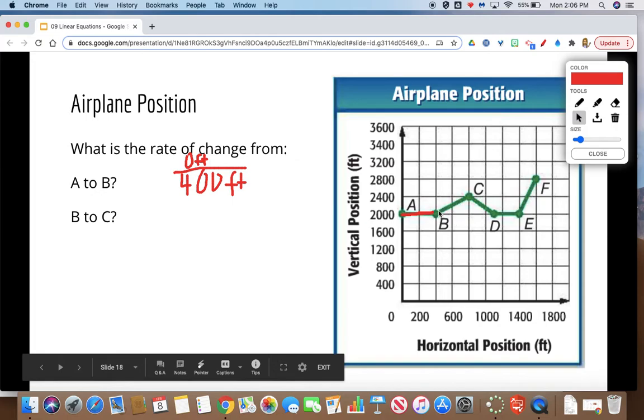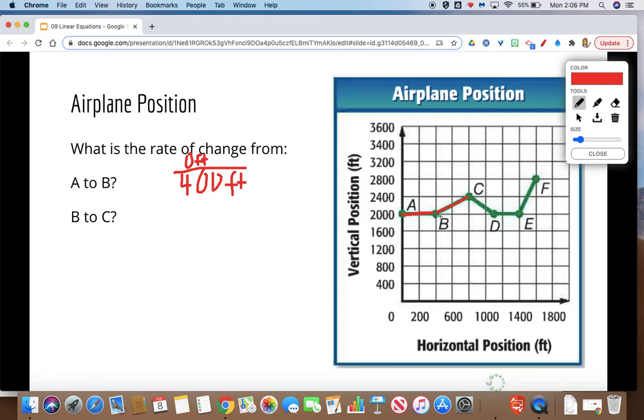Now let's look from B to C. We do see an increase here with our plane. From B to C, we traveled up one box. And if we look over here, that would have been 400 feet for one box vertically. Over how much horizontal change? We have 2 boxes. And it looks like each box here is, like I said, 200 feet. So that means that was 400 feet horizontally.